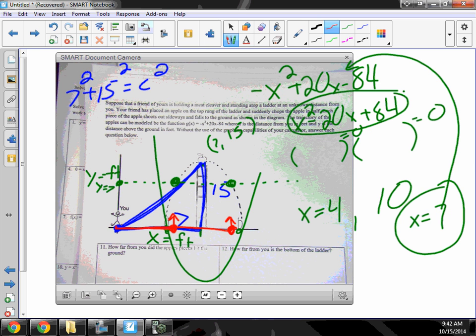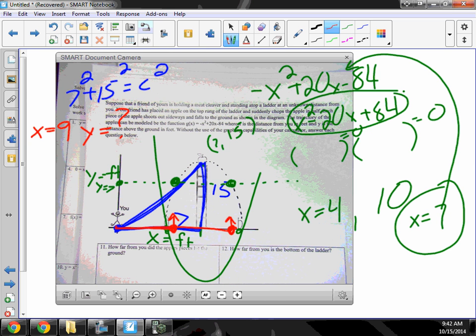Okay? Well, what if I asked, how high is the apple when x equals 9? How would you figure that out? We would plug 9 in for x, right? So if I said 9 feet from where you're standing, how high is the apple? Well, you'd plug in 9 and you'd get some y value.